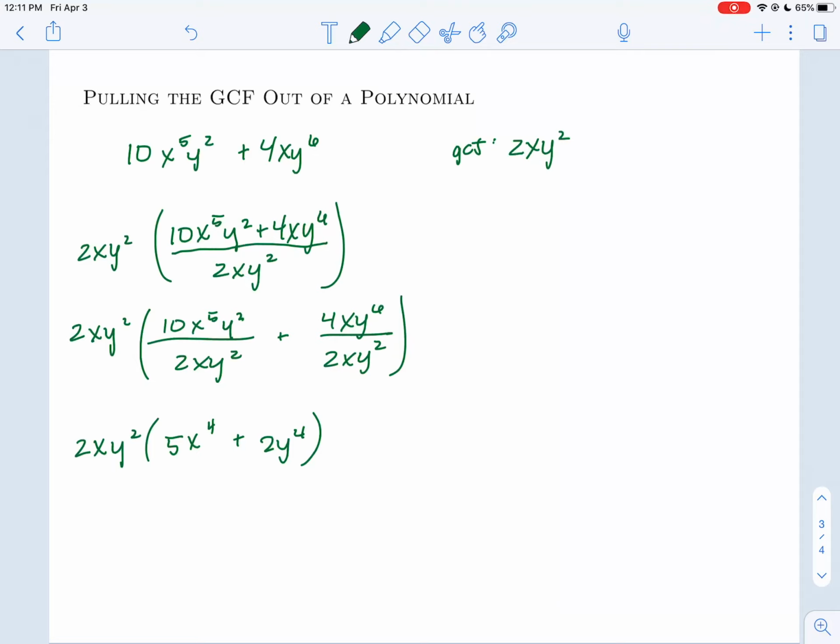So whenever we're pulling the GCF out of a polynomial, essentially what we want to get to at the end is that we have the GCF out front, the way we have this 2xy squared out front, and then in parentheses we're going to have everything that's left over after we've divided out by that 2xy squared. So this is a tool that's going to come super in handy in that next video where we actually talk about what we mean by factoring a polynomial.